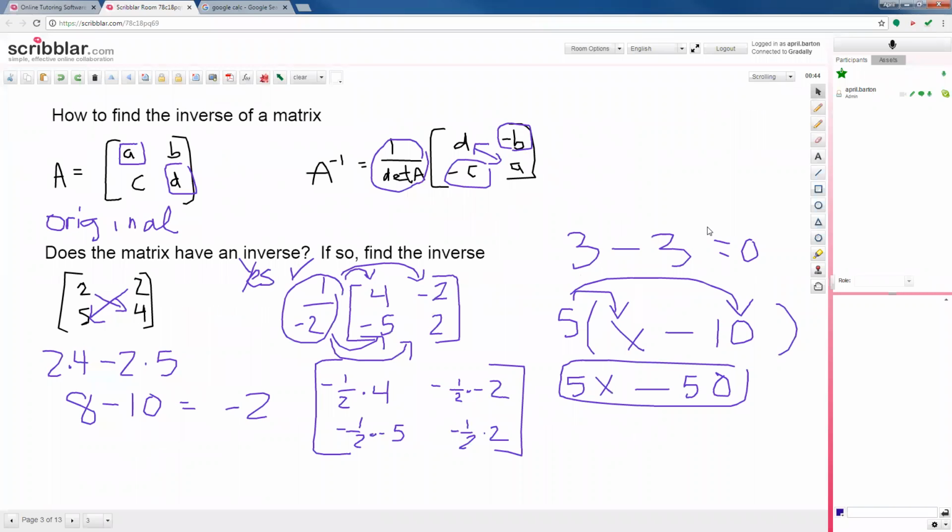I ran out of room again, so I'm going to erase some of this scratch work. Sorry. Gotta have room to actually write in the final answer.